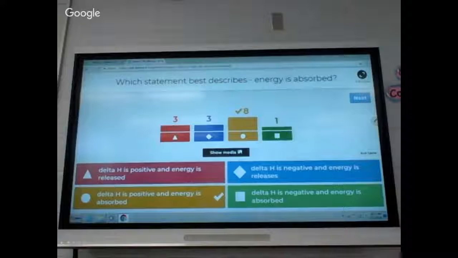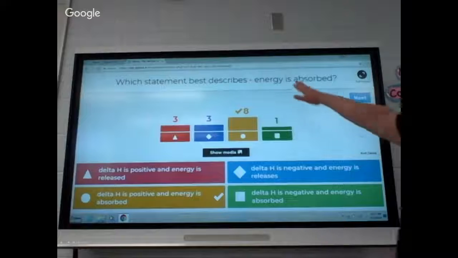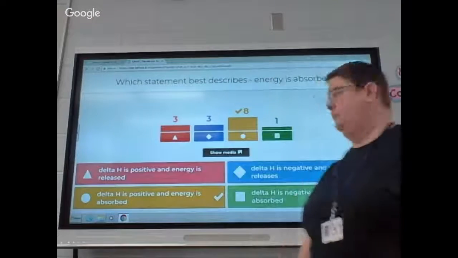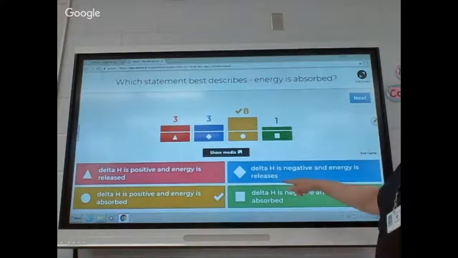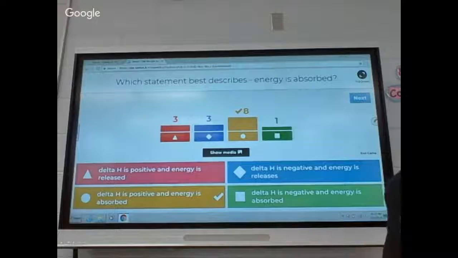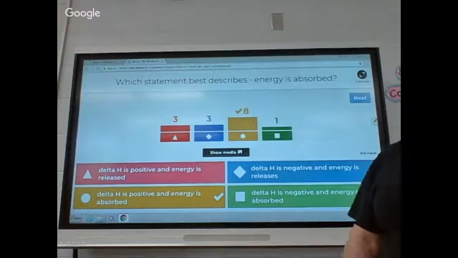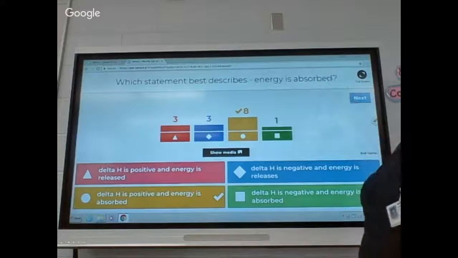Now, this question absolutely amazes me. Did you read the question? It says in the question, energy is absorbed. Okay? And people picked energy is released. That's a typo. It should say released. So nobody should have picked blue and nobody should have picked red because it says energy is released in the answer. It says energy is absorbed.